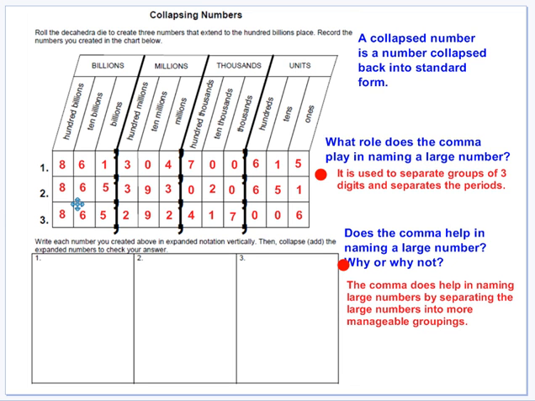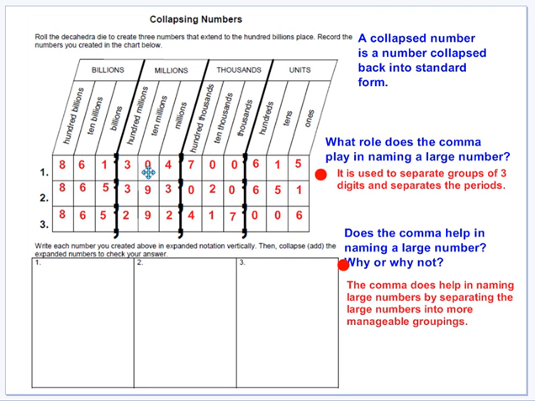865,304,700,615. This one is 20,651. Then we have 865,292,417,006. That is how we read those numbers. So you're going to go ahead and complete the rest of this paper on your own, following the directions.